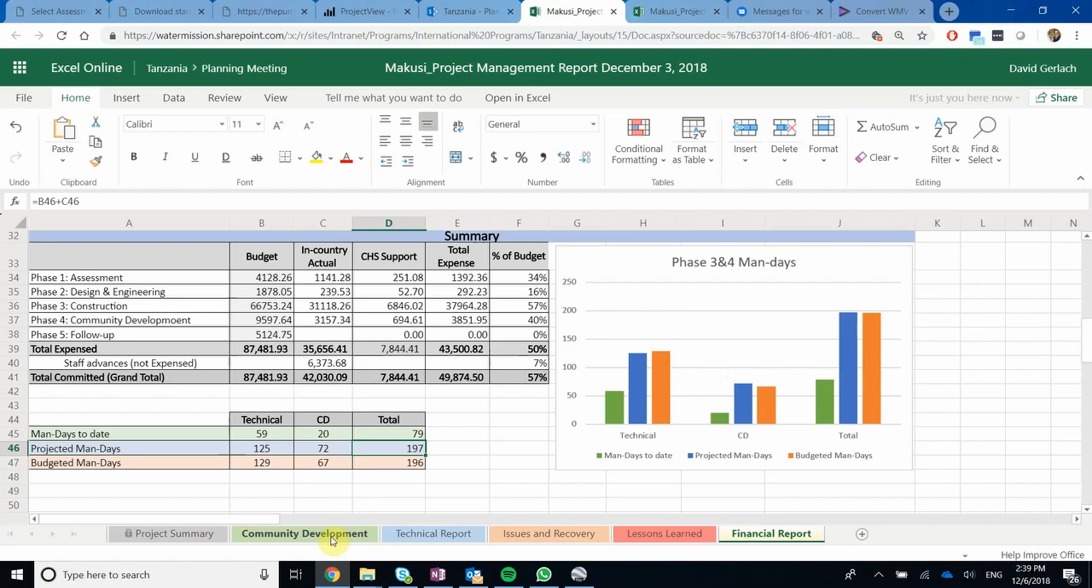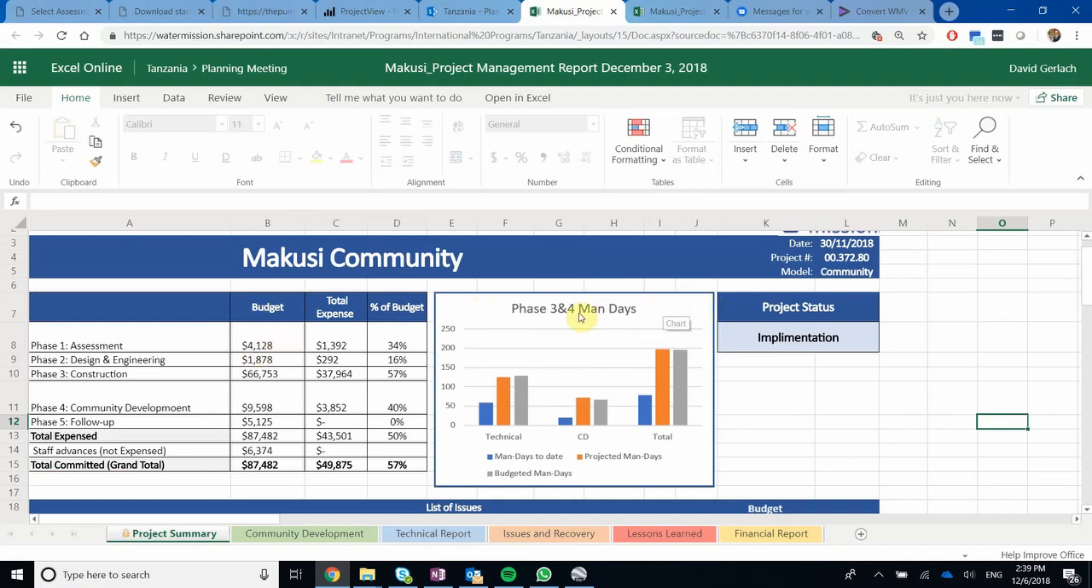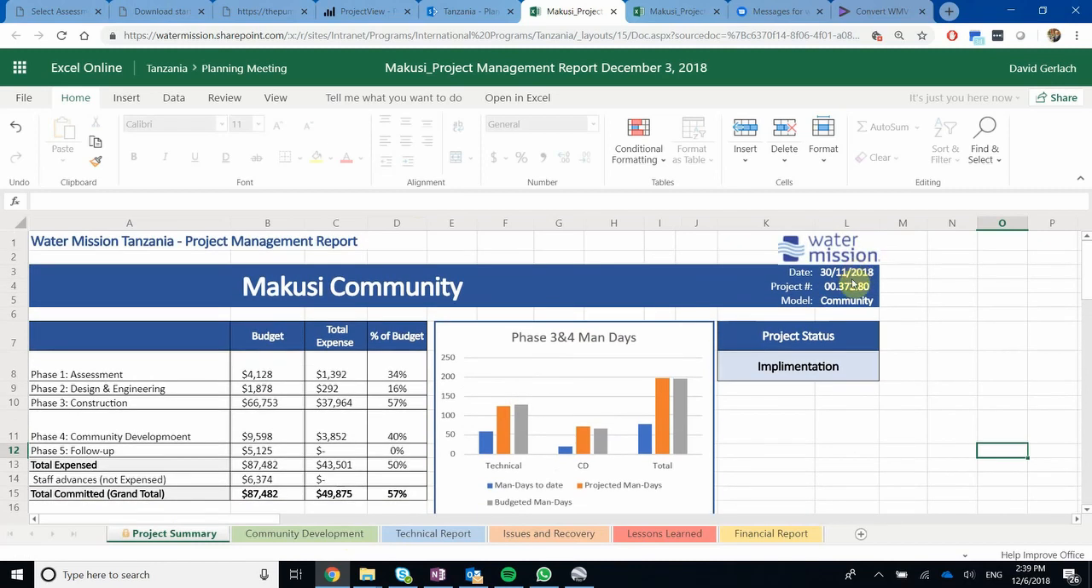All of that information, community development, technical, finance report, and any issues are put here. And you can see here, this is the community, the date of the latest report, project number, what kind of model it is, and then what status we're in. Here is that financial report in the chart that I just showed you in the financial section.